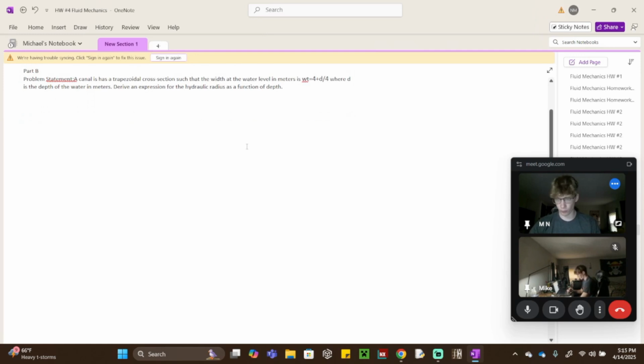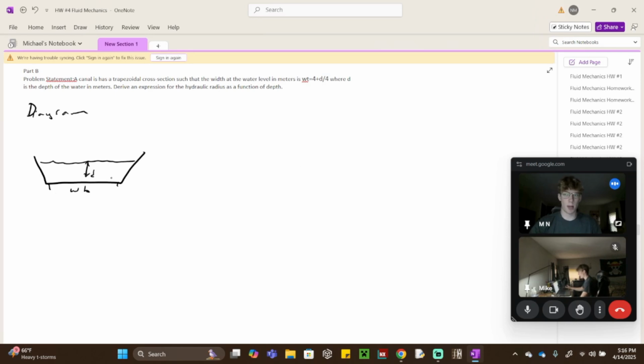So, first thing we always do is draw our diagrams. So we're going to draw a diagram of this trapezoidal cross-section canal. Here's our canal. It's filled with water and it has a depth of little d. This is going to be our width bottom. And we're going to be comparing this trapezoidal canal to just a regular circular cross-section pipe. So I'm going to draw that as well. That was horrible.